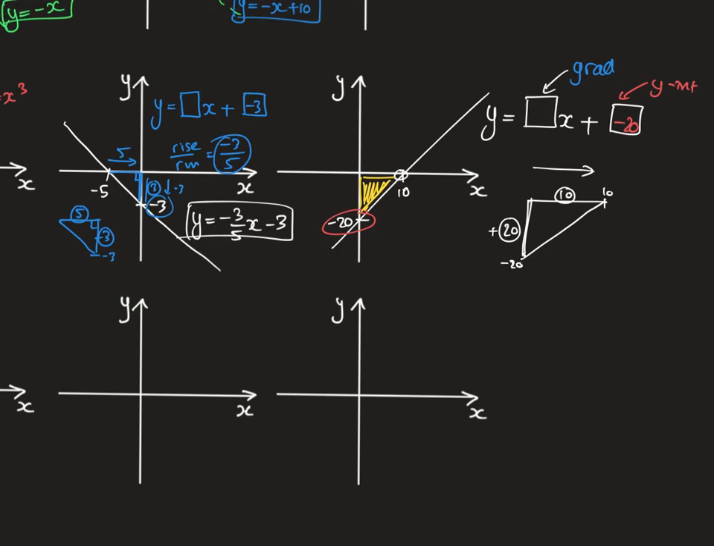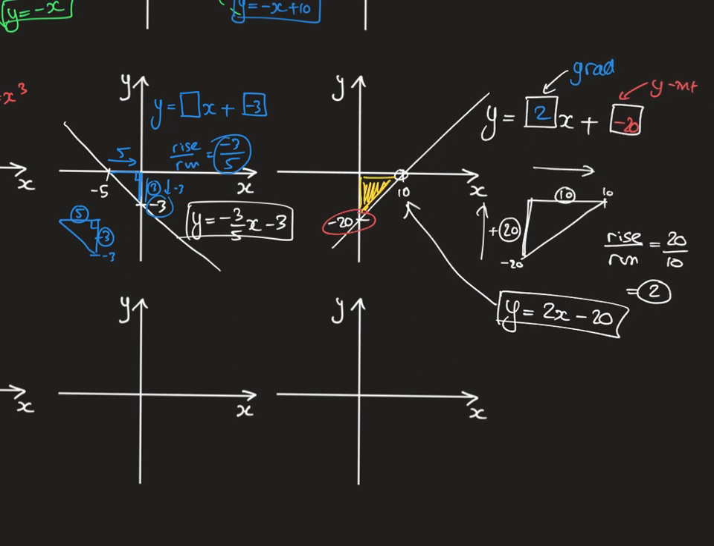So I have a triangle that is a 10 and a 20, but which one do I divide by which? Well, it is the rise over the run. So my rise here is 20 and my run is 10. So 20 over 10, and the answer there is 2, because 20 over 10 cancels to 2. So I can put that into my graph there. If I want to write it out properly, that would be y equals 2x minus 20. That is that graph there.